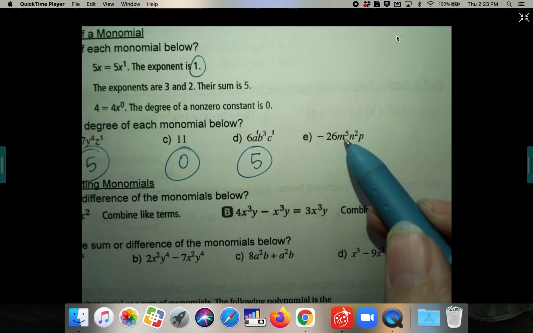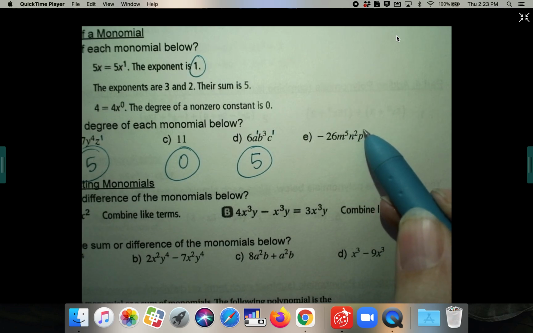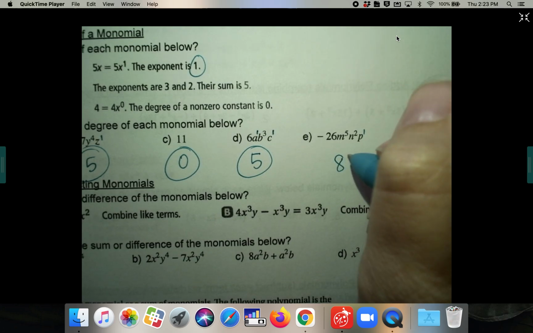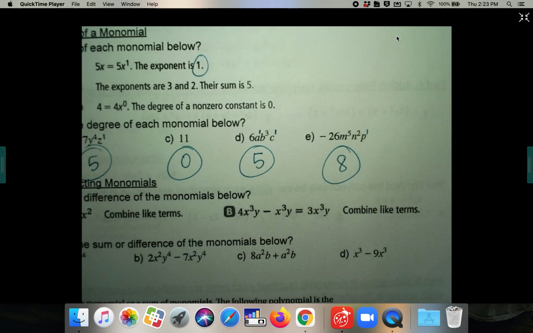Okay, and then let's add all these up. 5, 2, and another hidden invisible 1. 5 plus 2 plus 1 is 8. So these are the degrees.